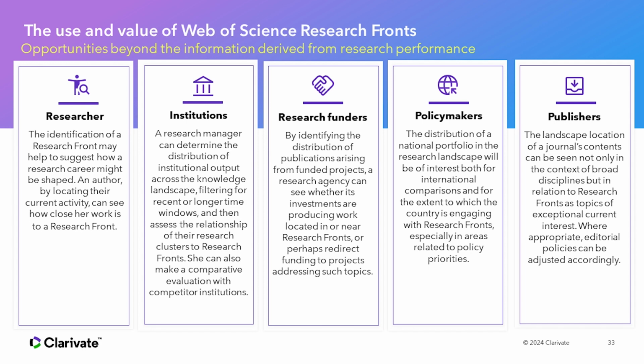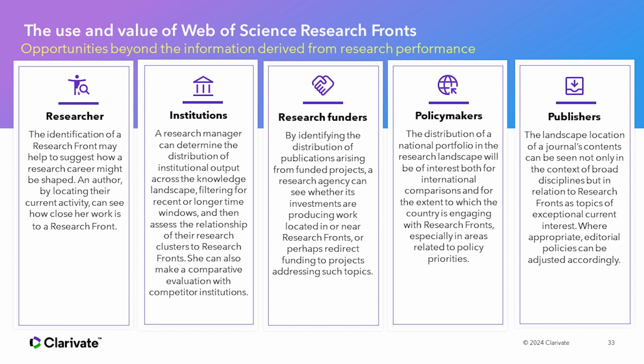For institutions, of course, the need would be different, but something you can do as a research manager is analyze the distribution of the output of your institution across the whole scientific landscape, and you can filter on the most recent publications or different time windows and see how those publications are related to the research fronts, for example, right? And that's interesting when you want to compare your institution with another peer institution, for example.